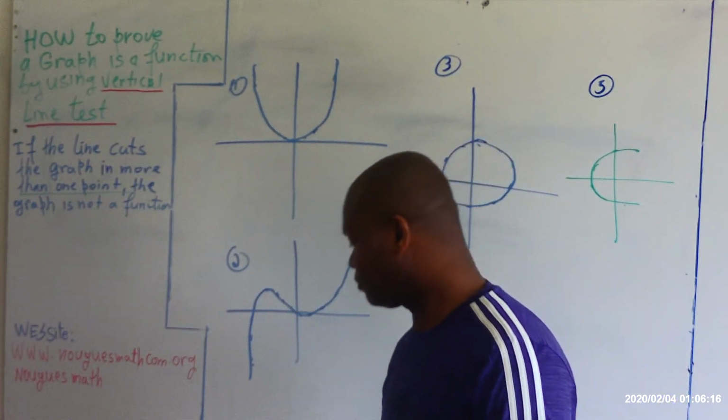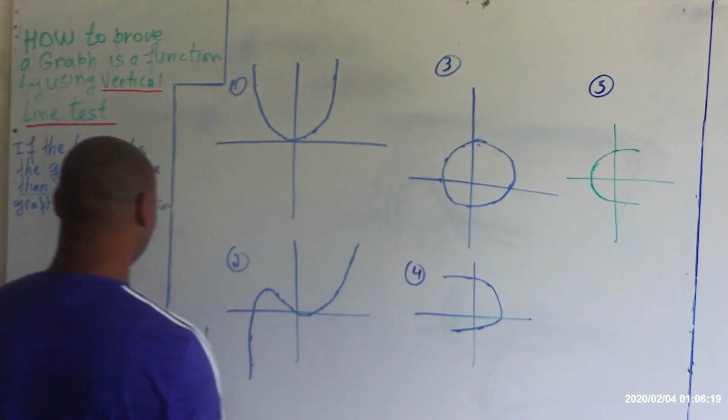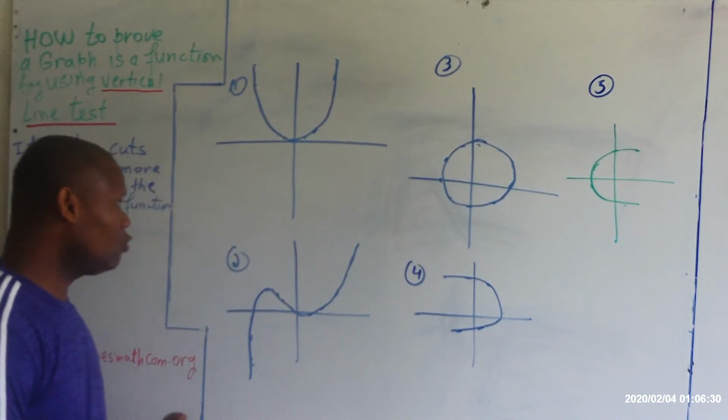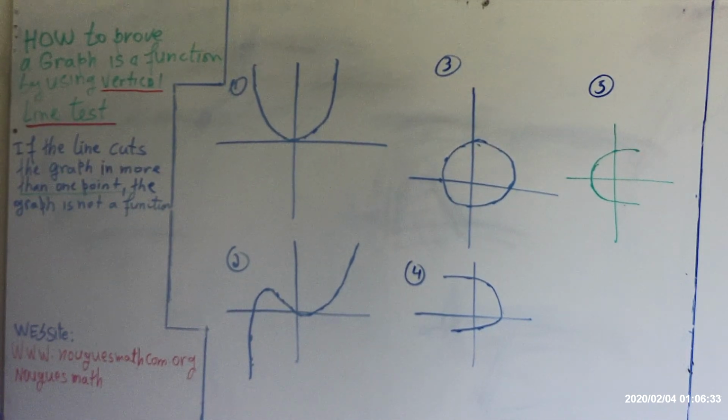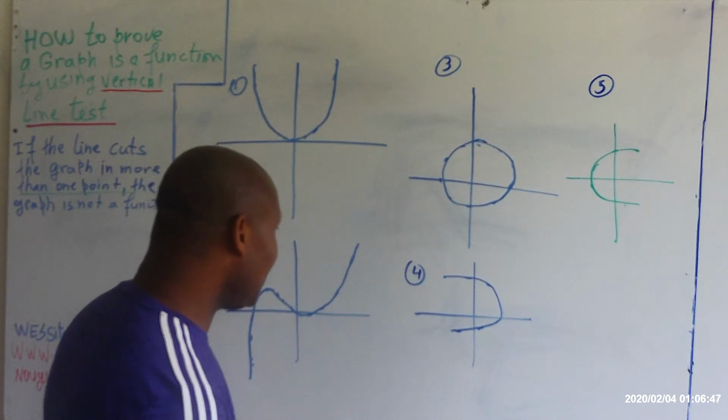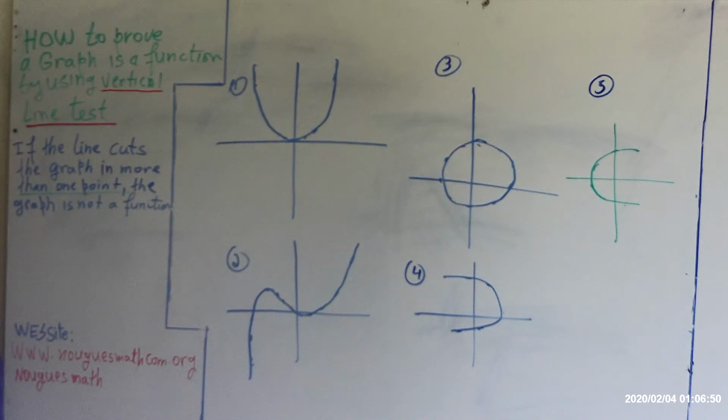In this video, I'm going to teach you how to use a vertical line test to prove a graph is a function. If the vertical line test cuts the graph in more than one point, the graph is not a function. Let me repeat. If the vertical line test cuts the graph in more than one point, you can tell the graph is not a function. But if the vertical line test cuts the graph in one point, you can quickly say the graph is a function. I'm going to show you how to prove that.